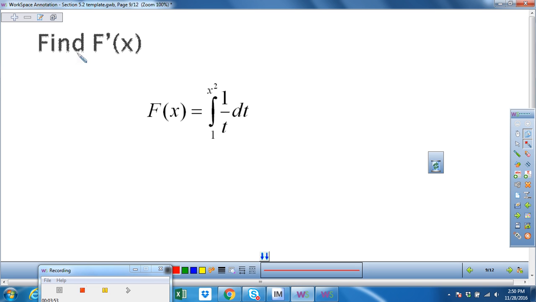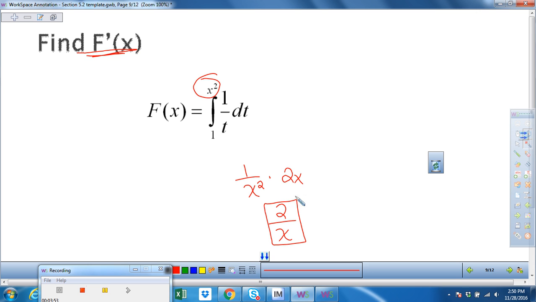Okay, this is basically just using the fundamental theorem of calculus. So if I take the derivative of this, remember using the fundamental theorem of calculus, this simply becomes 1 over x squared, but I have to take the derivative of x squared, which is 2x. Simplifying this, I just get 2 over x. And because it's the second fundamental theorem, there's no C required, because it has bounds.